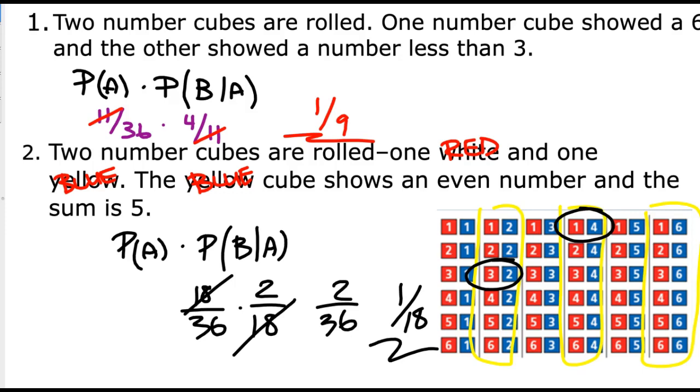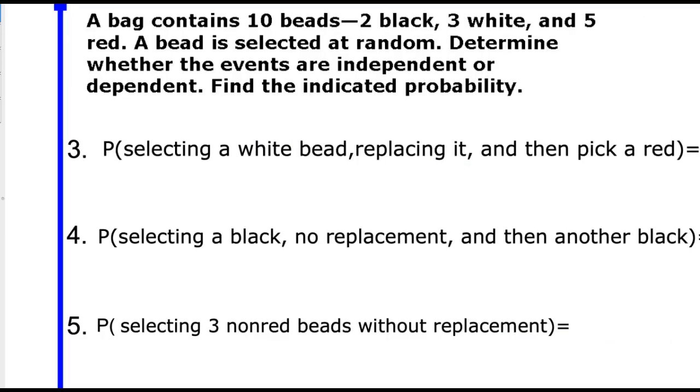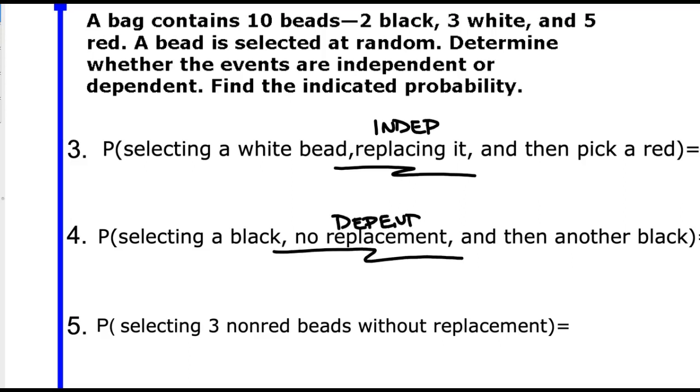So again, more independent and dependent events. Okay, here's some selecting beads from a bag, and we're going to be talking about replacement or no replacement again. If it's replacing it, that's going to be independent. And if it is not replacing it, that's going to be dependent. So that will be a little more complicated probability. The probability of selecting a white bead, replacing it, and selecting a red bead: a white bead would be 3 out of 10 times the probability of a red bead, which would be 5 out of 10. And so that would be a total of 15 hundredths or 15%.